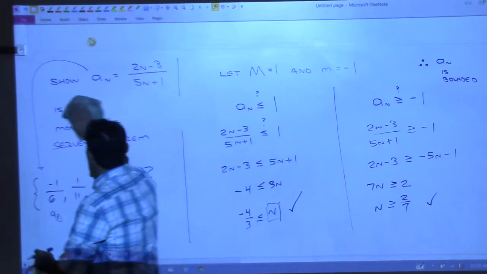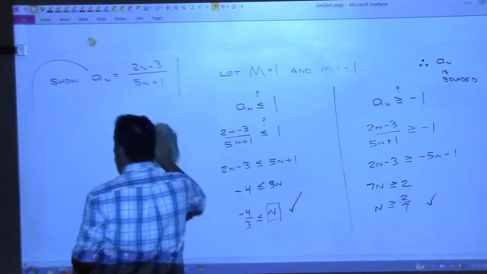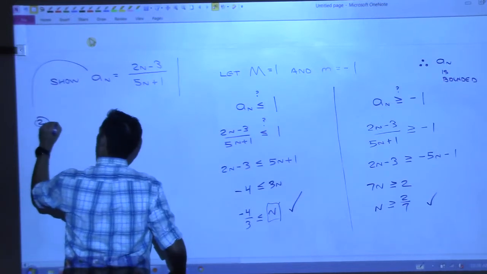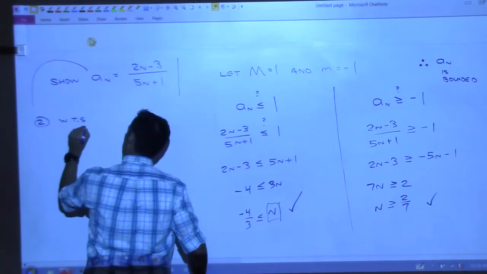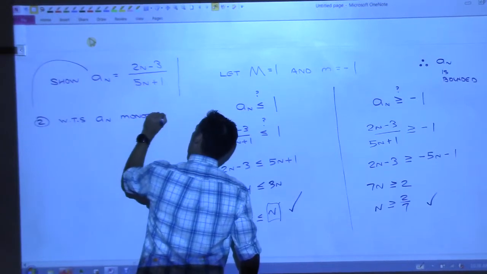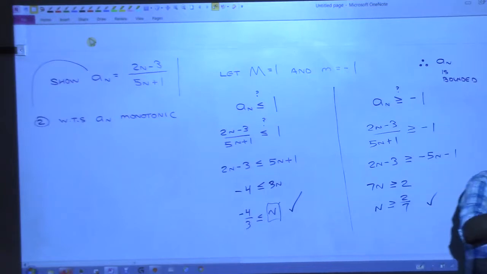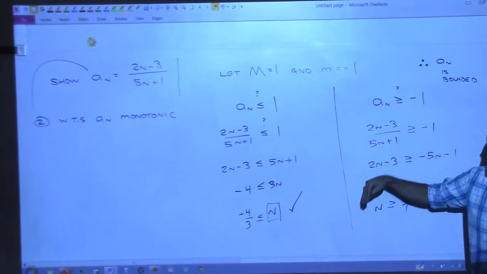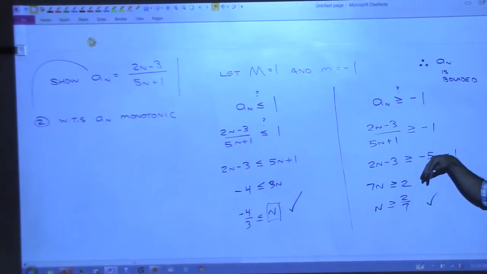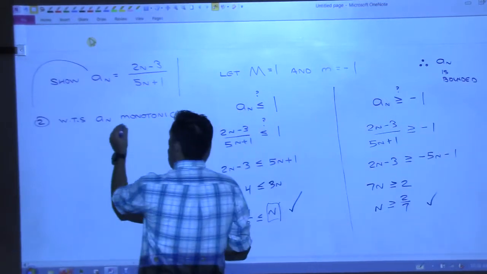Part 2. So to see it's monotonic. Yep. I erased the sequence. Okay. 2. Want to show a sub n is monotonic. Now, we listed out the sequence, didn't we? And it was like negative something, then something, then something. Do you think it's increasing or decreasing? I mean, it went from negative up to a positive, right? So if there's any hope, it's going to have to be increasing, right? I want to show it's monotonic.